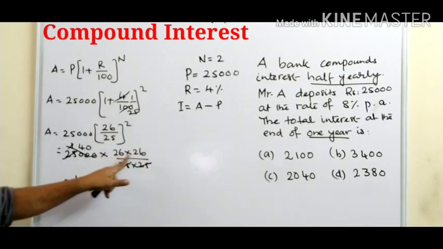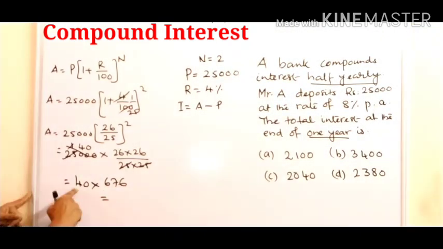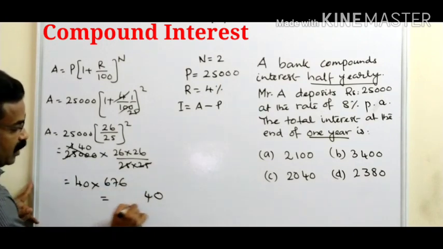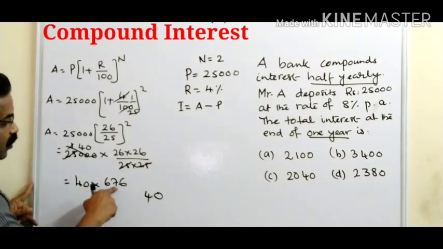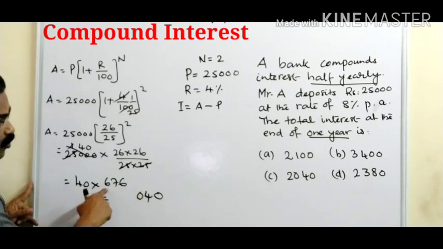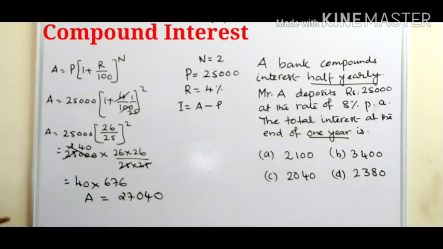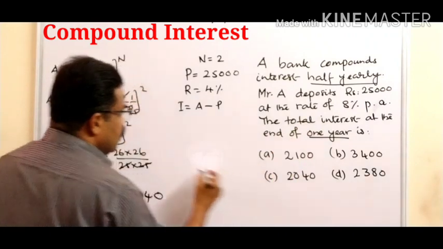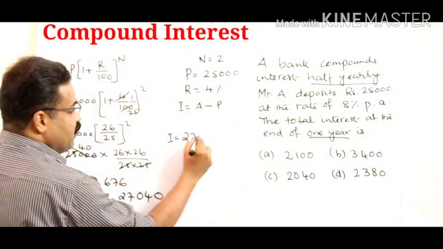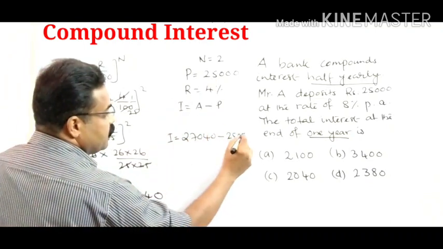What is 26 into 26? 676. So 40 into 676: 0, 4 sixes are 24, balance 2, 7 fours are 28 plus 2, 30, balance 3, then 4 sixes are 24 plus 3, 27. 27,040, that is the amount. But what we want is interest. So interest I is equal to amount A, 27,040, minus principal P, 25,000.